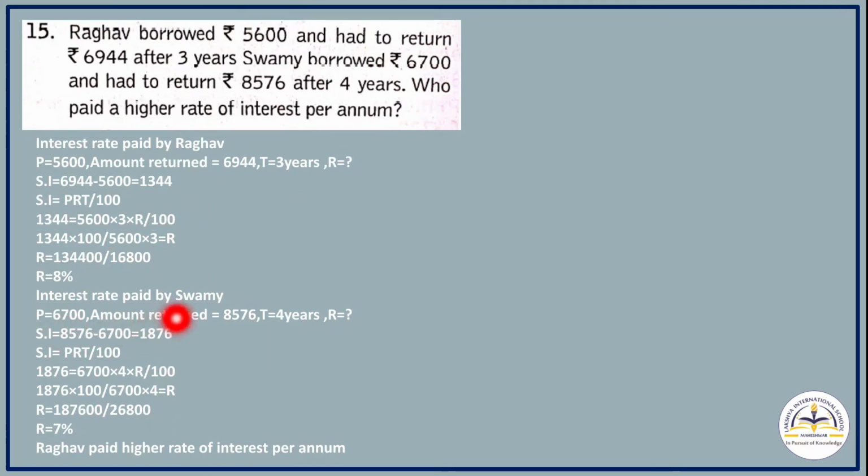Now we will find out the interest rate paid by Swami. For this question we will put the principal equal to 6,700 and amount returned, that is 8,576. Time is 4 years and rate we have to find out. The simple interest we have to find by subtracting, and then again we will apply the same formula and find the rate. For this the rate equals 7%. So for the Raghav case there is 8% rate, and for the Swami case there is 7%. So we can easily say this: Raghav paid a higher rate of interest per annum.